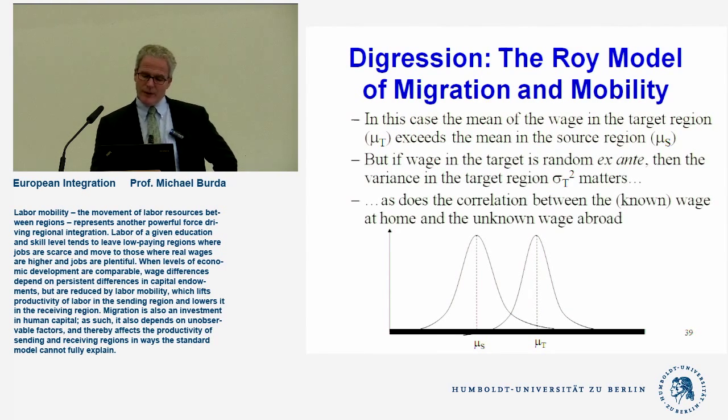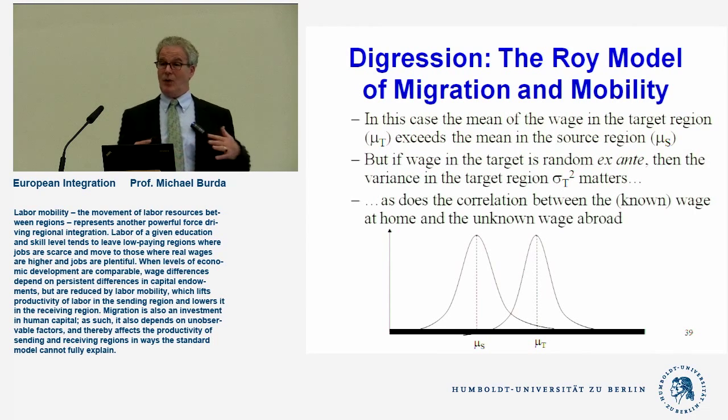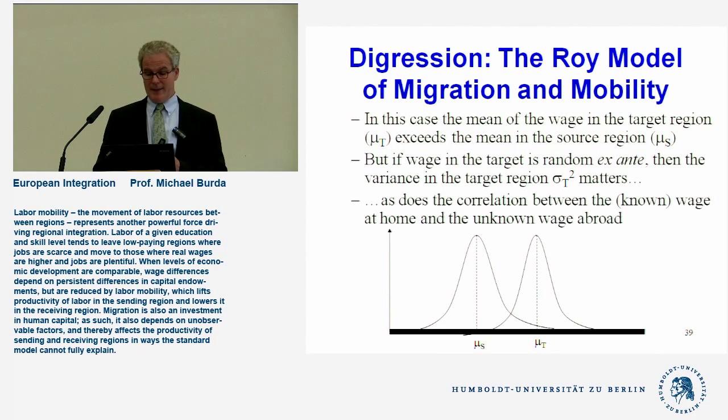So if the target region wage is uncertain ex ante, the variance of the wage in the target country is also important. Obviously if the target region has a very, very tight variance, it's going to have a different implication than if it has a wide variance relative to what I am. Also, what the correlation is is going to matter.